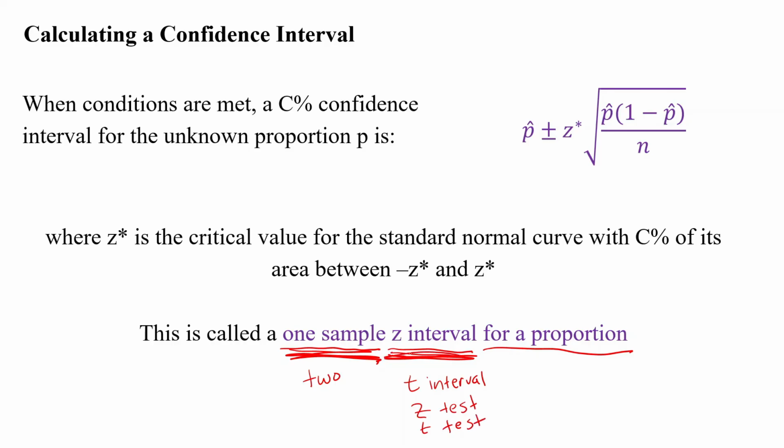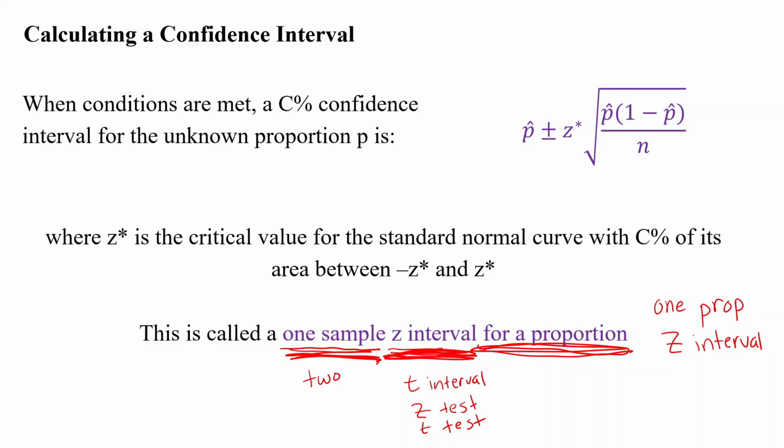We want to make sure we identify this as a Z interval, and then we're doing this for a proportion. We are also going to be doing it for means in the next unit. So we call it a one sample Z interval for a proportion. You can also call it a one prop Z interval, where prop is proportion. One proportion Z interval is another way we say that. But we want to communicate that inference.